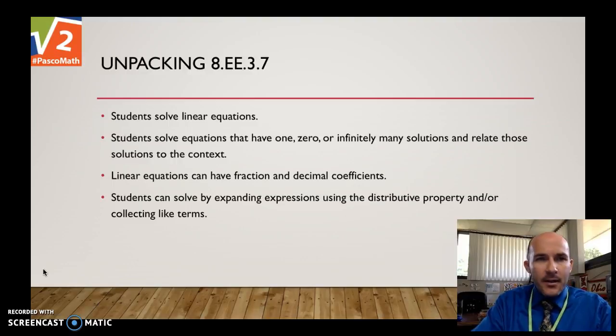So to unpack that a little bit, students need to be able to solve linear equations. They need to solve equations that have 1, 0, or infinitely many solutions and relate those solutions to a context. The linear equations can have fraction and decimal coefficients, the rational number piece, and students can solve by expanding expressions using the distributive property and/or collecting like terms.